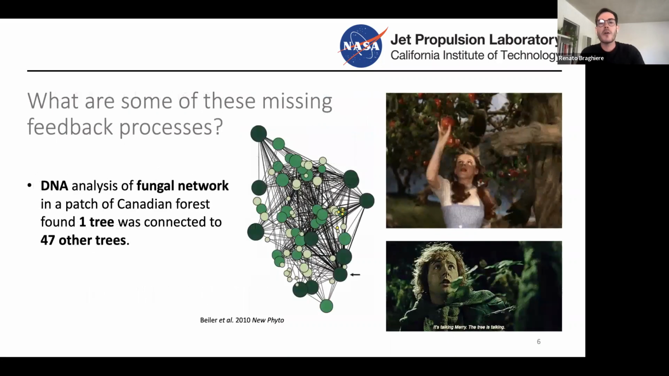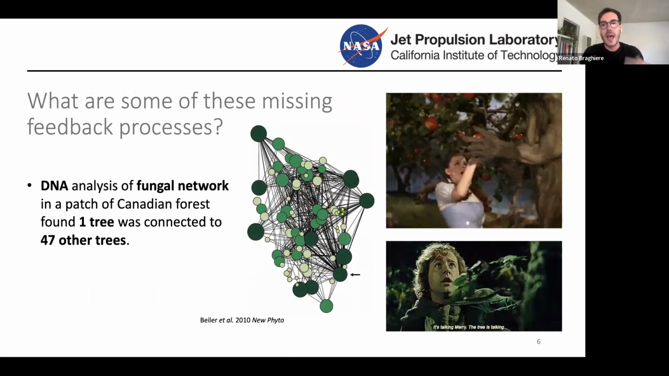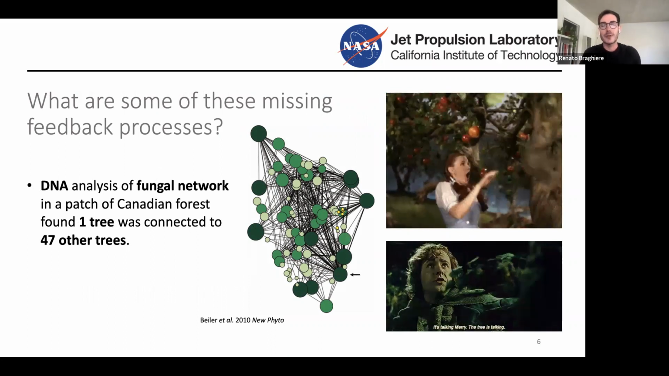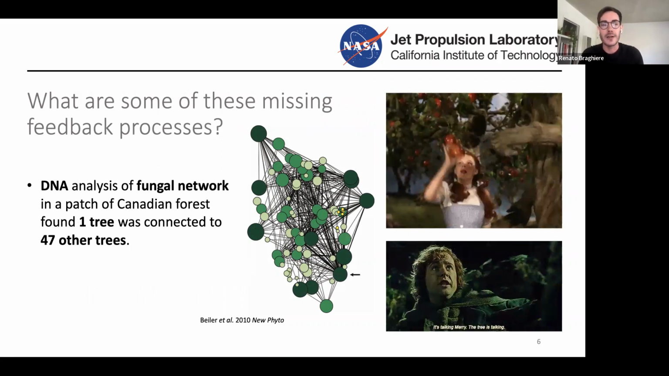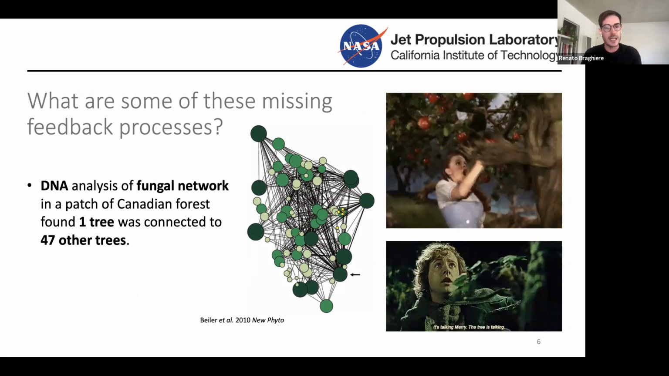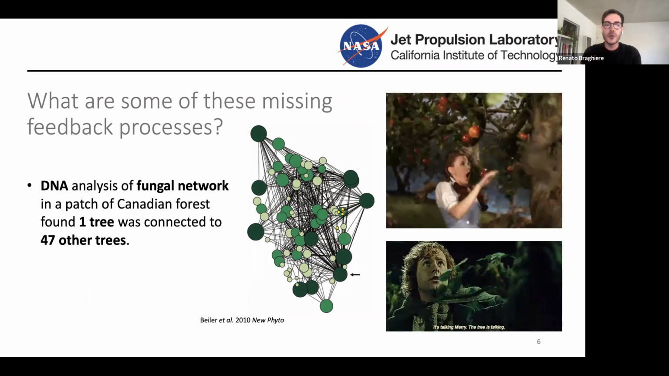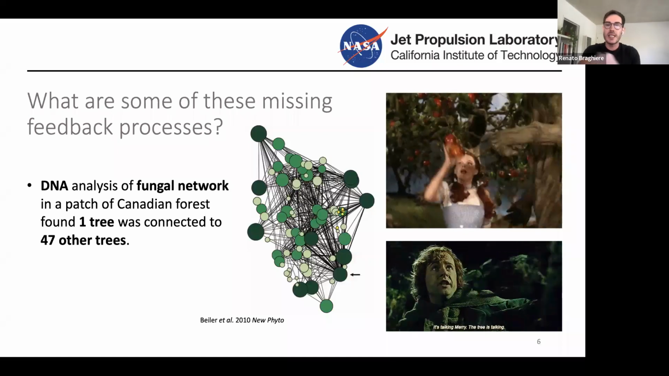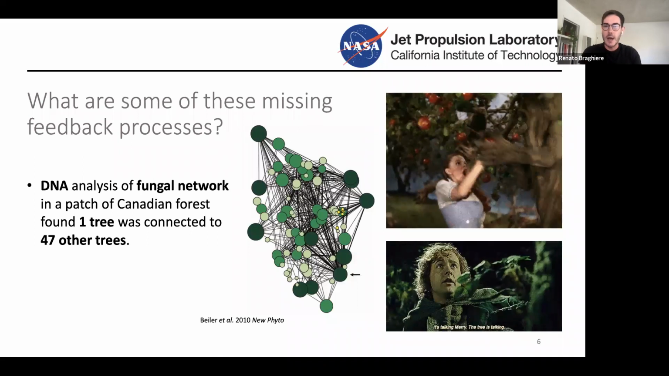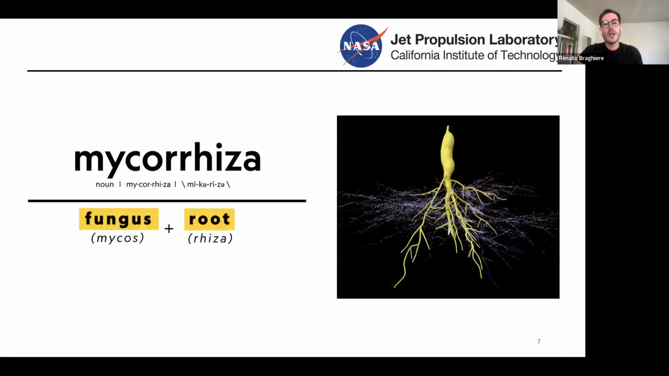Now, what are some of these missing feedback processes? Well, for years, humans have been thinking about trees communicating with us or other living forms on Earth. And this paper in 2010 in New Phytologist found that in a patch of Canadian forest, one tree was connected to other 47 trees via this fungal network or this mycorrhizae in the soil. And so what is mycorrhizae?